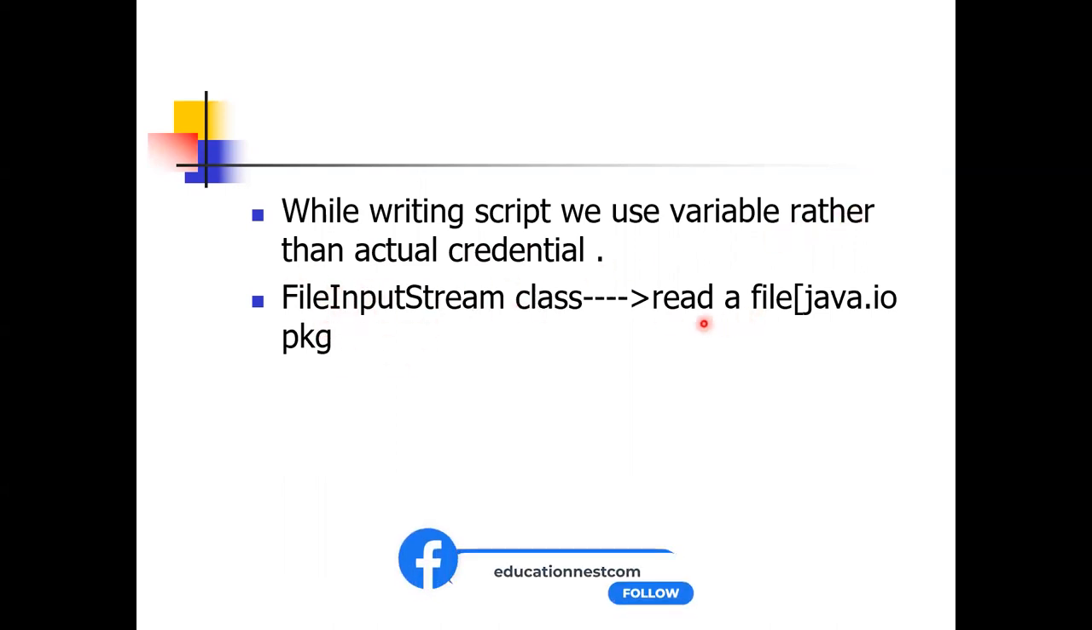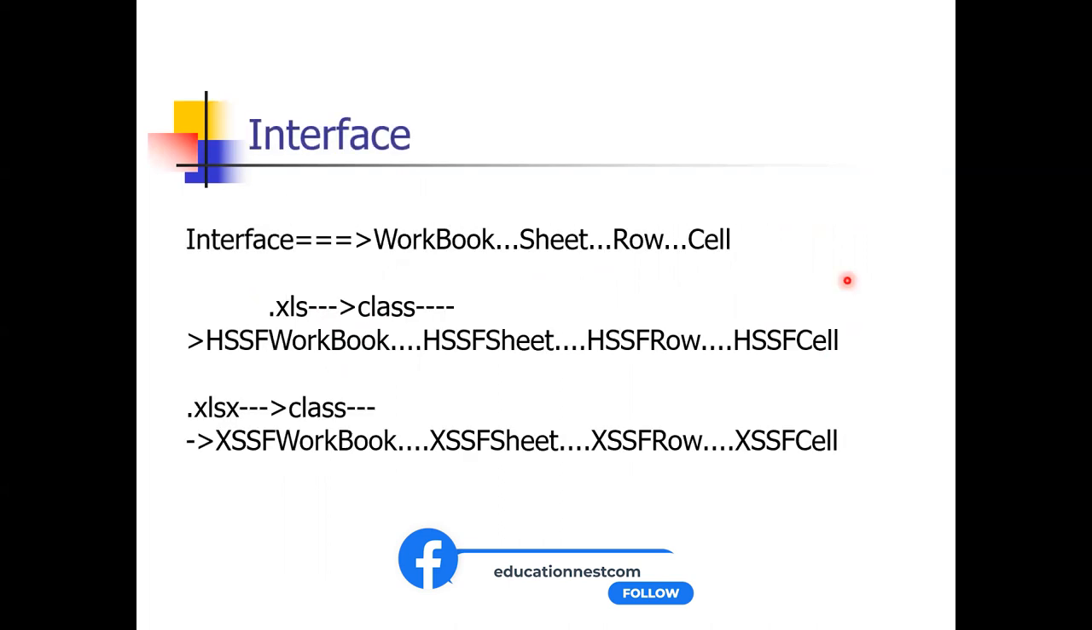For any file, you import the java.io package. This is an interface, meaning if you want to deal with any Excel file, first deal with the workbook, then sheet, then row and cell. If it's .xls format, use HSSFWorkbook, HSSFSheet, HSSFRow, HSSFCell. Excel files can be either .xls or .xlsx format. For .xlsx, you have to use capital X: XSSFWorkbook, XSSFSheet, XSSFRow, XSSFCell. If you are using .xls format, use HSSF. Workbook, sheet, row, cell. It is an interface, and you have to use this.